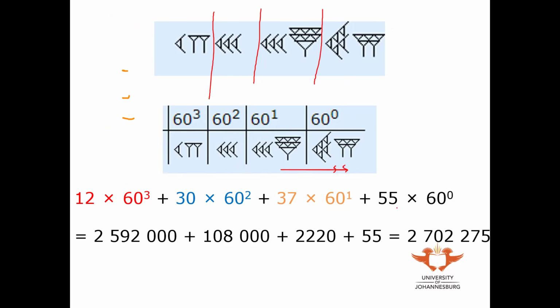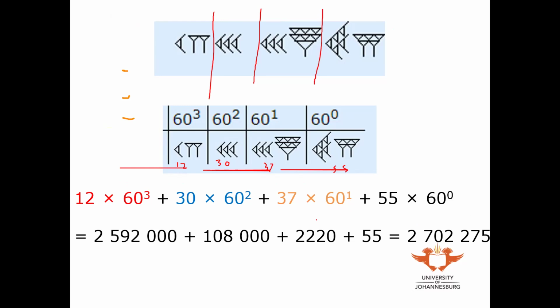And then the next one that I have there, I'm going to have your 37. Okay, and then now I'm going to have a 30, okay? And then I'm going to have a 12. So if you look at what I have there, 6 to the power 0, I said it's 1. And then 1 times 55, I get 55, which is what I'm getting here.